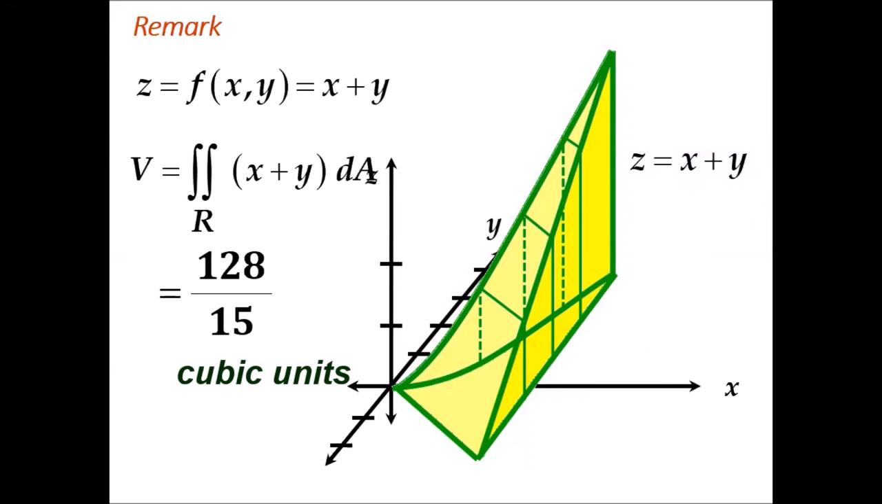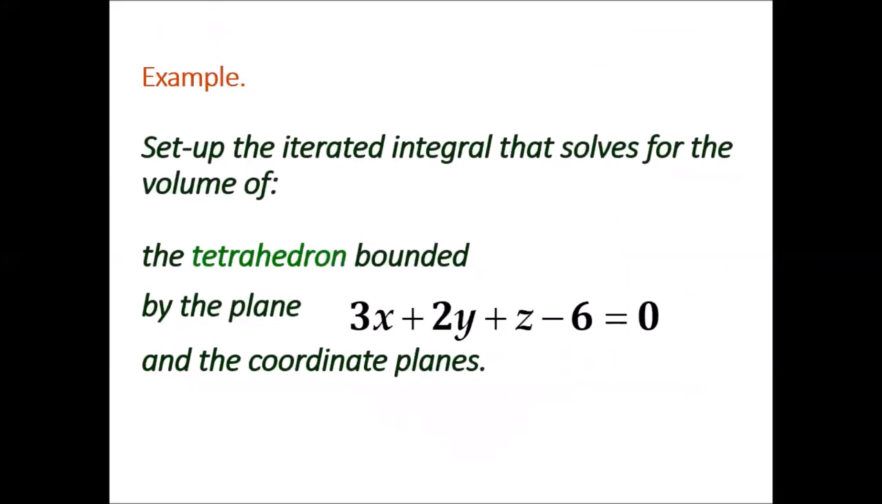So far, on the previous examples, f of x y is always predetermined as well as the region R. Now, what if we are only given the equation of a solid? How are we going to set up the iterated integral then? For example, set up the iterated integral that solves for the volume of the tetrahedron bounded by the plane 3x plus 2y plus z minus 6 equal to 0 and the coordinate planes.